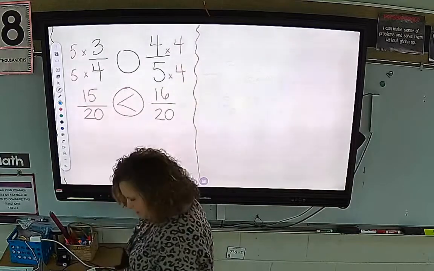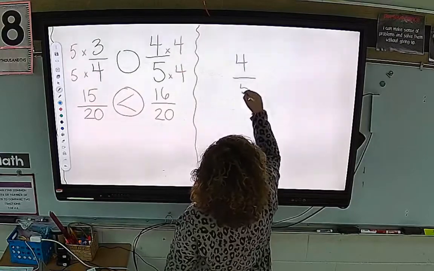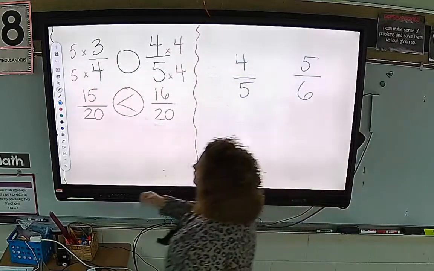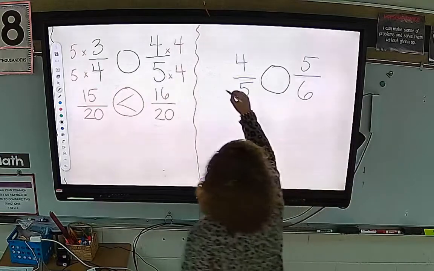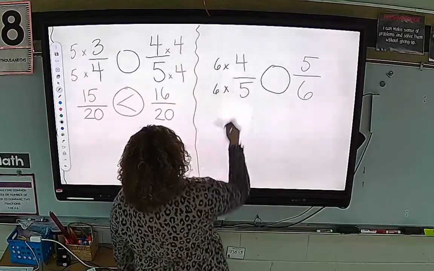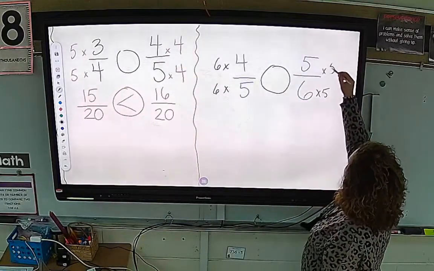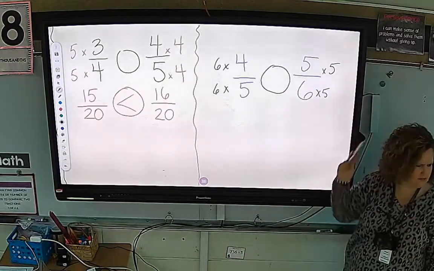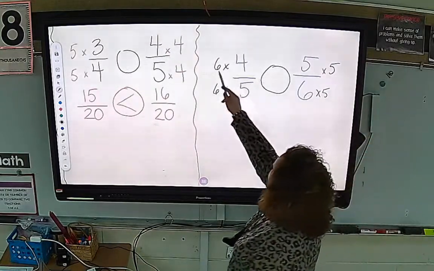All right. Let's go with 4/5 and 5/6. Using steal it and hide it. 5 steals the 6 and hides it in the attic. The 6 steals the 5 and hides it in the attic. Question? The 6 steals the 5 and hides it. Did I say something wrong? No. Okay. So let's do the multiplication.